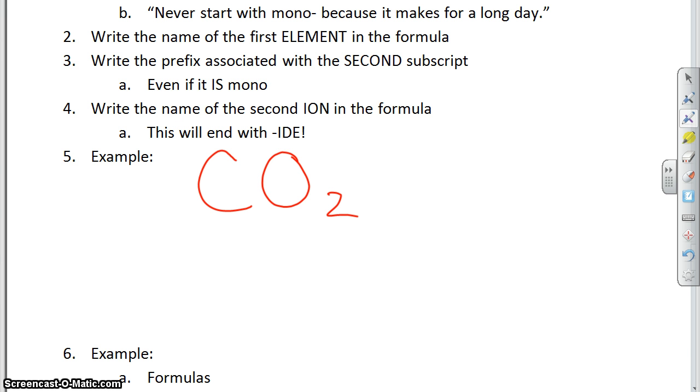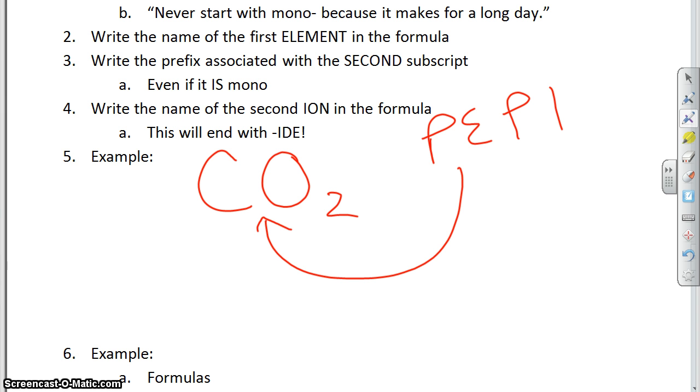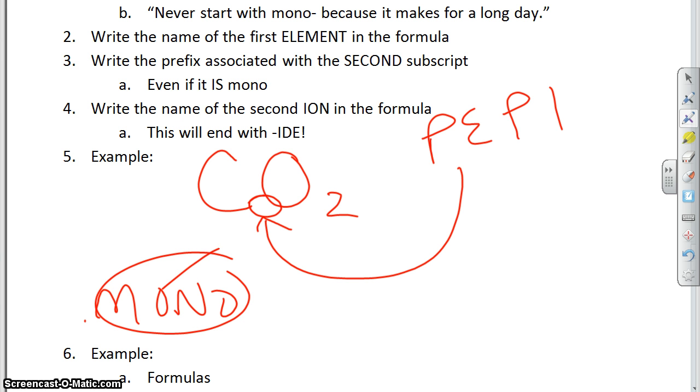CO2. So we go PEPI. Start with the prefix associated with that first subscript. It doesn't have a subscript. If it doesn't have a subscript, then we know that it's really a 1. It's an understood 1. So we would start with mono. Oh wait, we'd never start with mono. We don't start with mono, so we'll just leave that off. So we'll skip that first part. Prefix, mono, skip it. Element, that element is carbon.